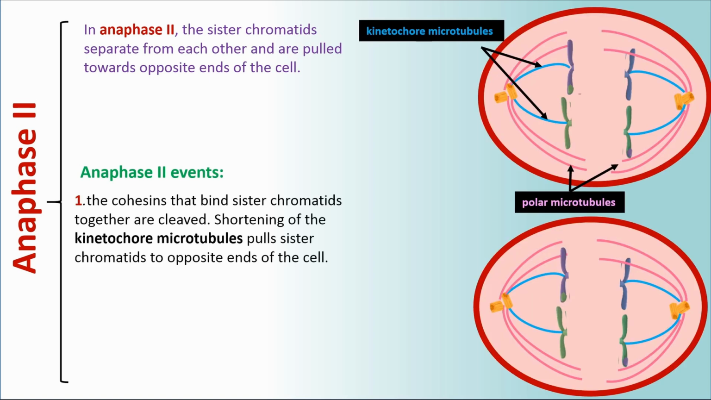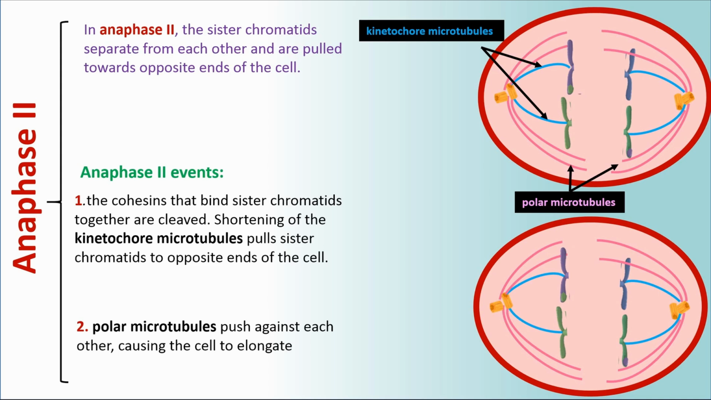Anaphase II events. Number 1. The cohesins that bind sister chromatids together are cleaved. Shortening of the kinetochore microtubules pulls sister chromatids to opposite ends of the cell. Number 2. Polar microtubules push against each other, causing the cell to elongate.